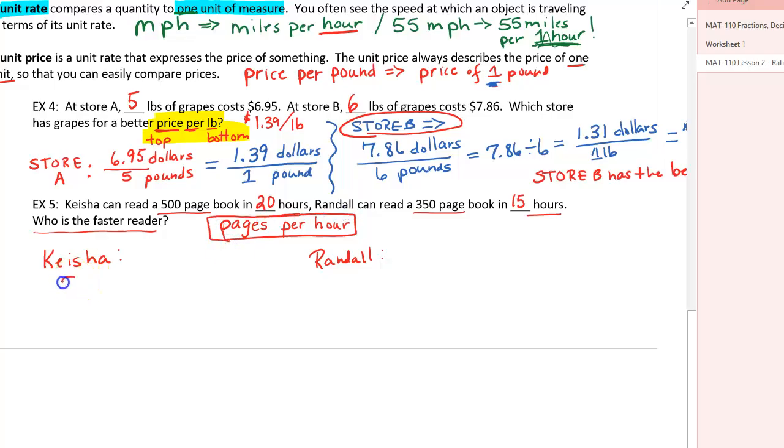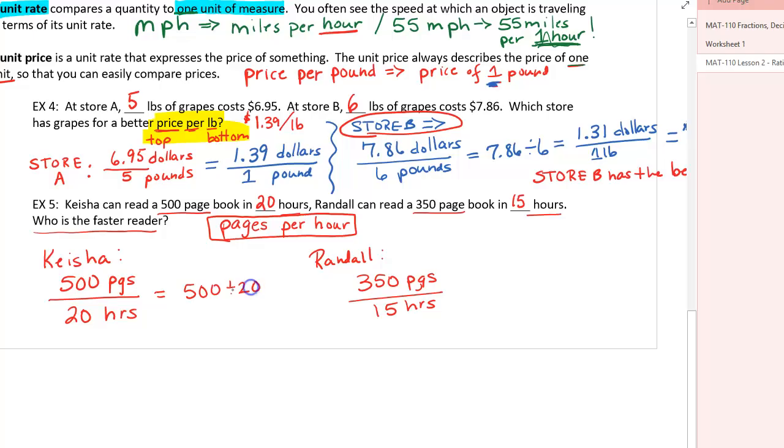So Keisha is 500 pages. Again, I'm going to abbreviate there. Over 20 hours. And Randall is 350 pages over 15 hours. So remember, in your calculator, you're going to do 500 divided by 20. So the top number goes in first. And that actually gives you 25. And if we write it as a rate, it would be pages per hour.